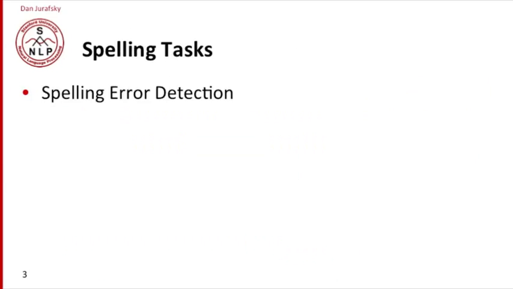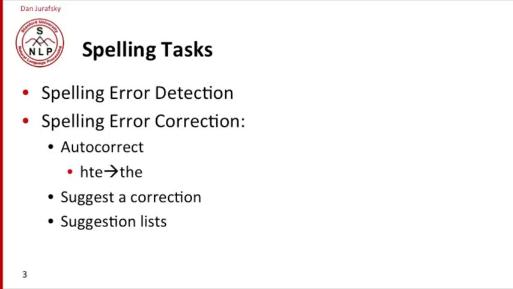We can distinguish a number of separate tasks in spelling correction. One is the detection of the error itself, and then the correction of the error once you've found it. And we can think about different kinds of correction. We might automatically correct an error if we're positive that we know the right answer for the error. So HTE is a very common misspelling for the, and so many word processors automatically correct HTE. We might suggest a single correction if there's only one very likely correction, or we might suggest a whole list of corrections and let the user pick from among them.